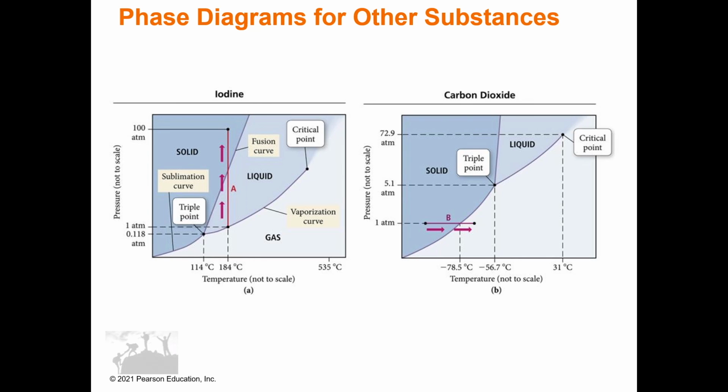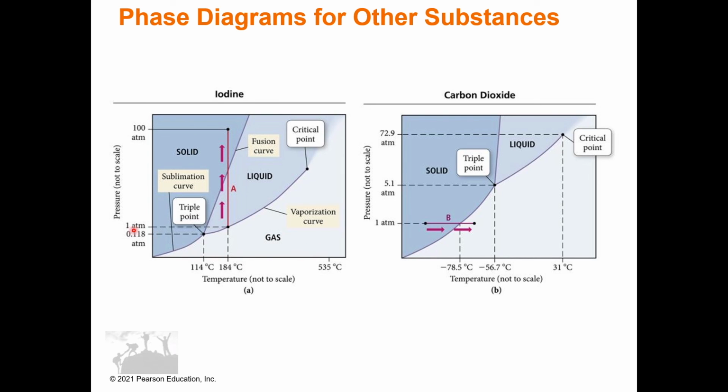Here are a couple of phase diagrams of other compounds. You could see how similar they are to the water. The phases are arranged very similarly. So the solid would be towards the left-hand side of the diagram with the colder temperatures. Gases would be on the right-hand side with the higher temperatures and also lower pressures.